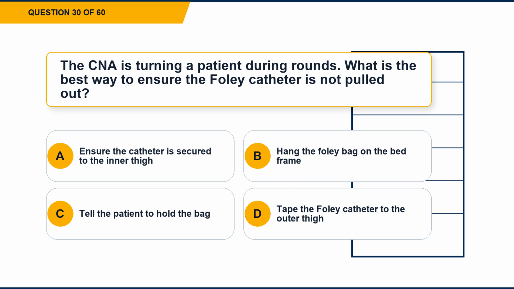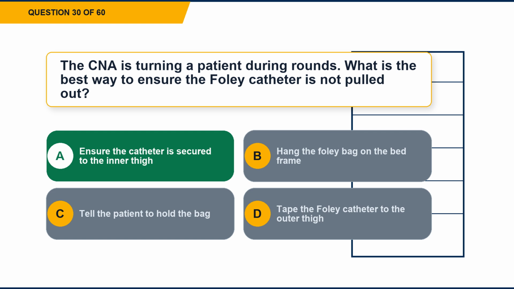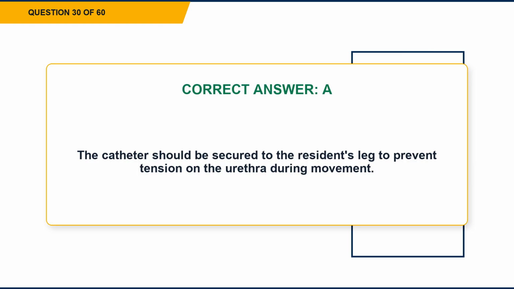Option B. Hang the Foley bag on the bed frame. Option C. Tell the patient to hold the bag. Option D. Tape the Foley catheter to the outer thigh. The correct answer is option A. Ensure the catheter is secured to the inner thigh. Explanation. The catheter should be secured to the resident's leg to prevent tension on the urethra during movement.